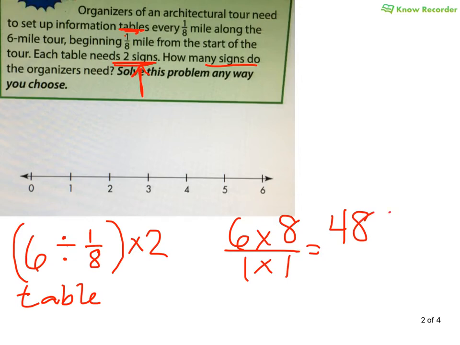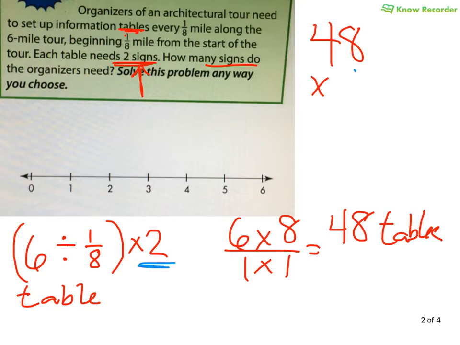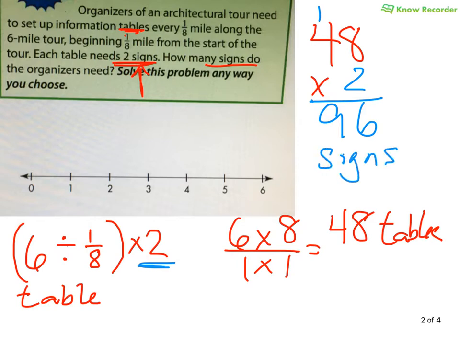So what does that 48 stand for? It stands for the amount of tables, not the signs. Now I got to take that 48 and do my second part of my problem, which is to multiply by 2. There we go. I'm going to need 96 signs.